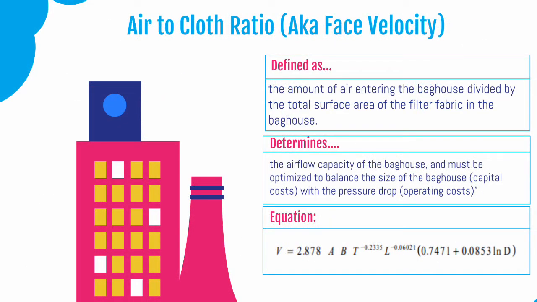The air-to-cloth ratio, also known as the face velocity, was also an important relevant design equation. This is defined as the amount of air entering the baghouse divided by the total surface area of the filter fabric in the baghouse. This value determines the airflow capacity of the baghouse and must be optimized to balance the size of the baghouse, which is the capital cost, with the pressure drop, which is the operating cost. The equation is displayed below.